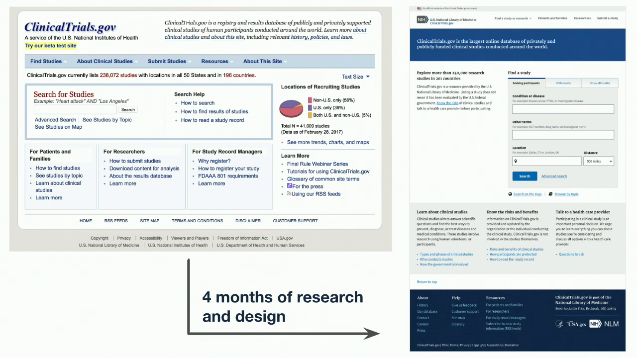So after about 4 months of research and design iteration, this is the design direction that we ended up with. Again, it's not the most glamorous, but we didn't want it to be. That's because we didn't think that this site should look like a safe resource for you to find clinical study information. But we were really successful in solving some of the usability issues with a simple and clean and straightforward interface.